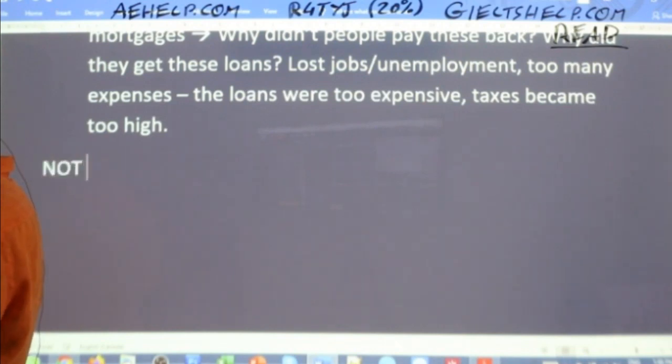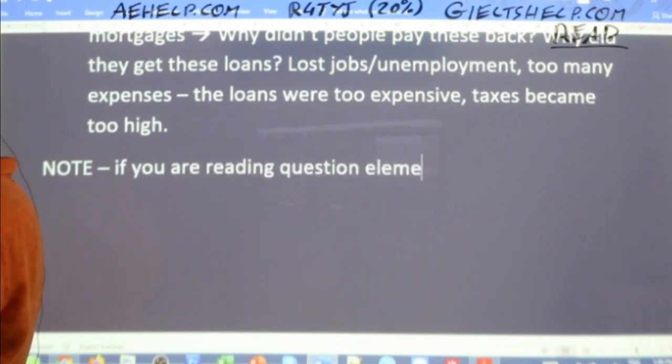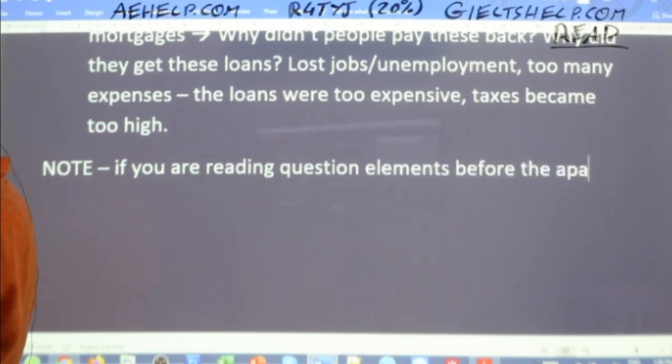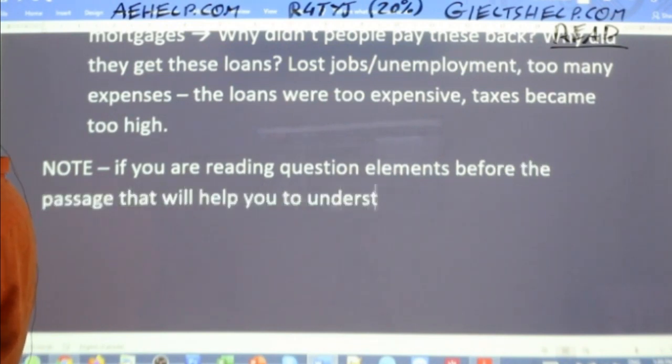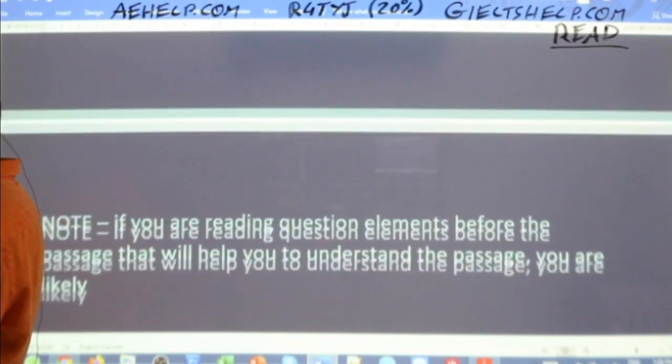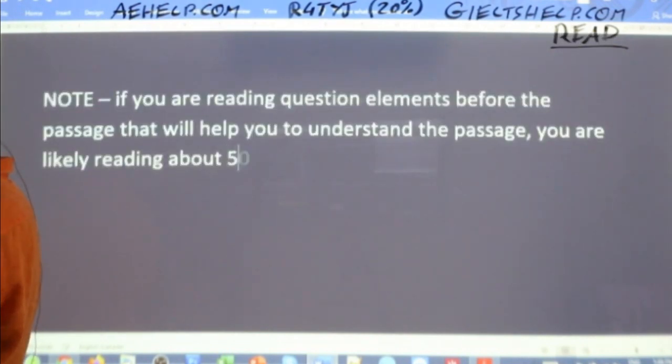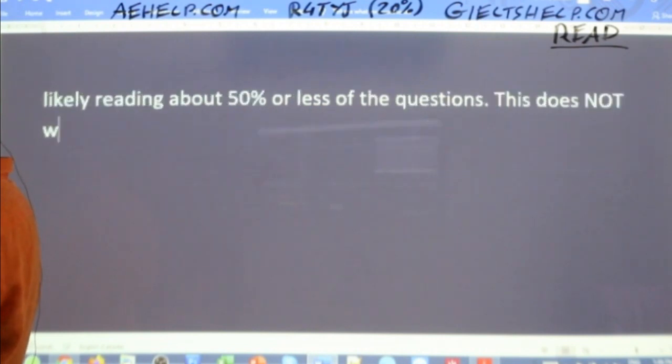So note, if you are reading question elements before the passage, that will help you to understand the passage, you are likely reading about 50% or less of the questions. Okay? This does not waste time, but rather saves time.